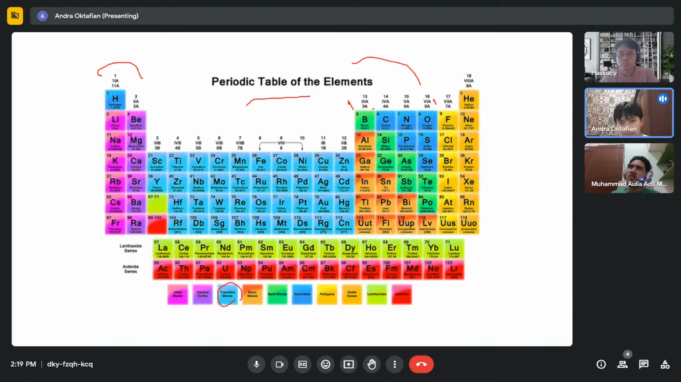In the color green, it indicates the semi-metals like boron, silicon, germanium, arsenic. Arsenic is so toxic, man. I learned that in safety concerns, the long exposure of arsenic will make you have cancer. And then the antimony, etc.